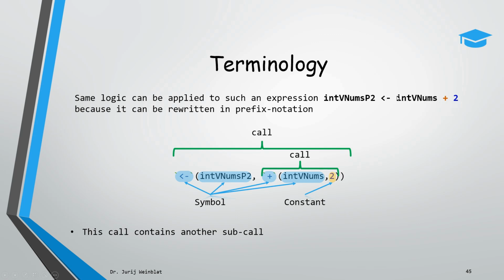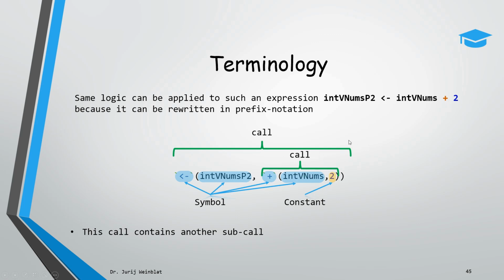So this is once again a call, a subcall, and you can also write it using the prefix notation. You just write plus as the name of the function. The first parameter is this, and the second parameter is the 2. So you see that the second parameter of the assignment operator is itself a call, itself an expression.